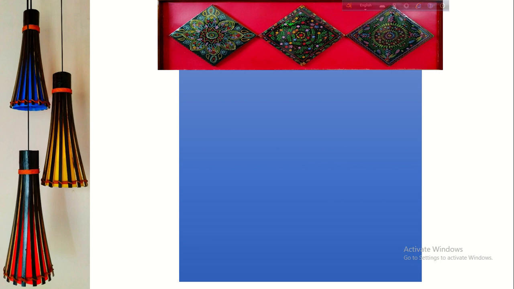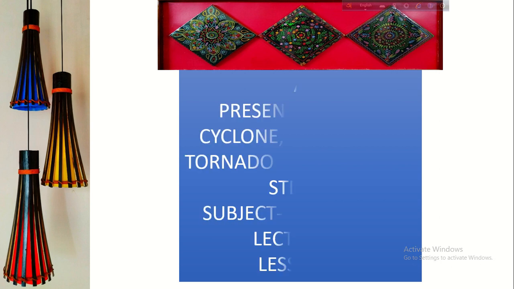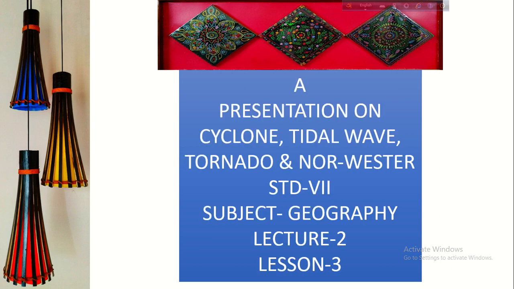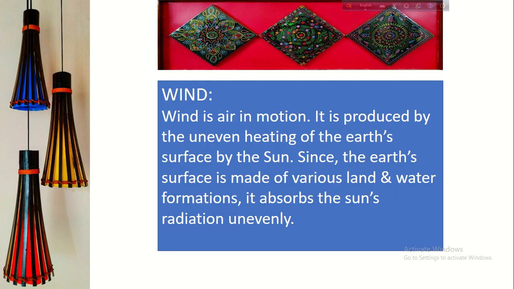It's our second class and we will learn some natural disasters from your book, page numbers 66, 68 and 69: Cyclone, Tornado, Nor'wester and Tidal Wave. One by one, I will try to make the topic clear to you. You know, Bangladesh is a disaster-prone country and many disasters occur here. Mentionable disasters are cyclone, tornado, flood, river erosion, landslide, earthquake, etc. Before starting the topic, we will first know what wind is.